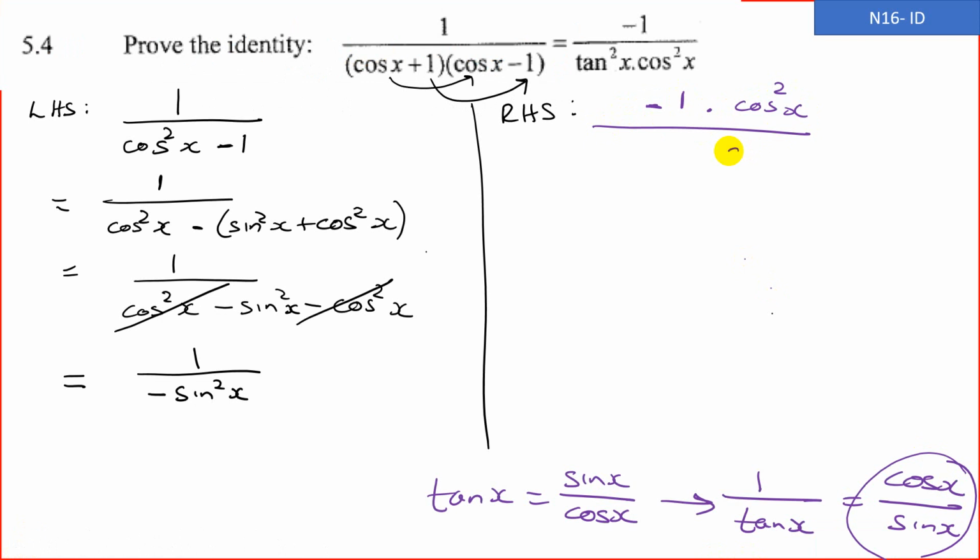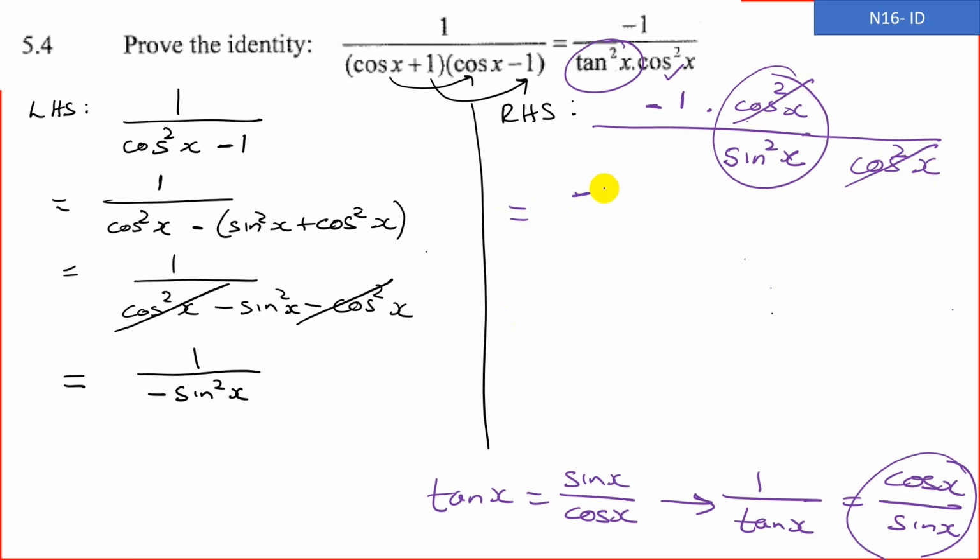Computer just jumped over sine squared x. So I'm actually replacing 1 over tan to be cos squared over sine squared. And then you'll notice in the bottom, I still have another term called cos squared x. And what happens there, you'll notice that cos squared x and the cos squared cancels off. And that gives me minus 1 over sine squared x, which is actually equal to your left-hand side.